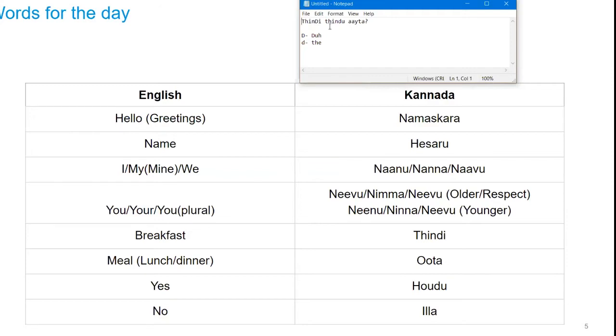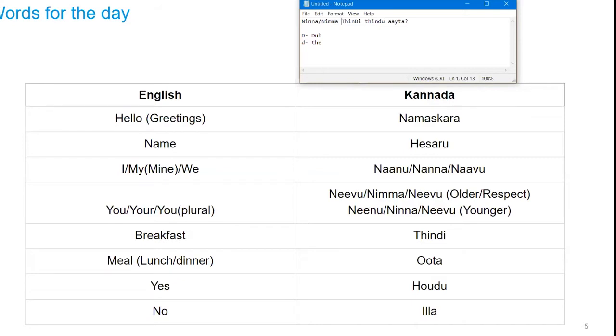So if you translate it word to word, it's not using the word you. If you want to completely put a sentence together, you would say ninna or nimma tindi tindu aita. So this is where the respect part comes. What word do you use here? This is just word to word, had your breakfast, or had breakfast, question mark. There's no person in that sentence.